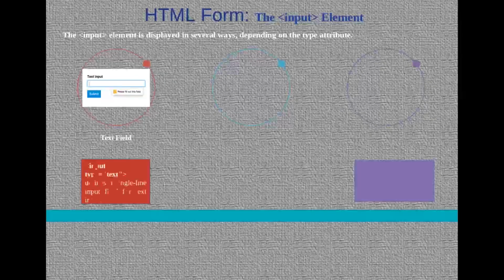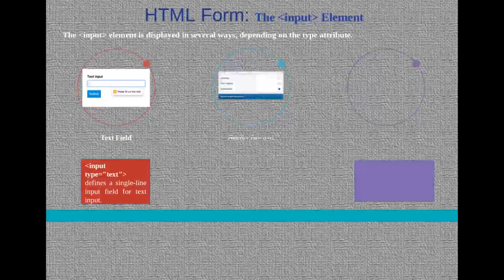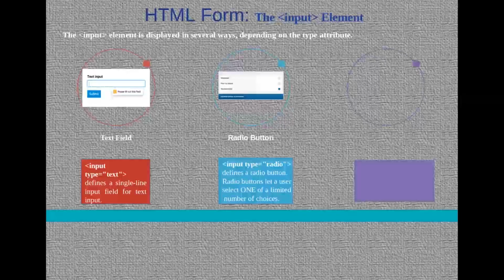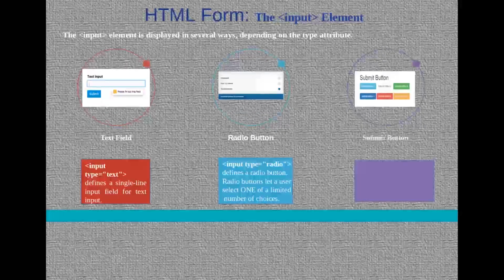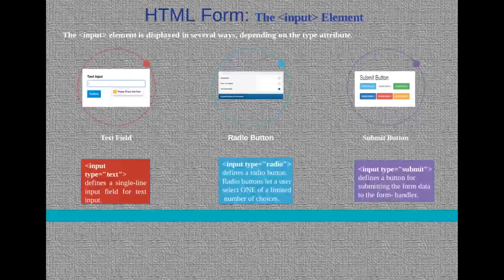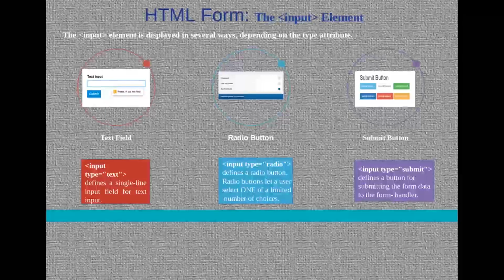The text field, input type equal to text, defines a single line input field for text input, and the radio button, input type equals radio, defines a radio button. Radio buttons let a user select one of a limited number of choices. Now we come to the submit button. For the submit button, the input type is submit, and it defines a button for submitting the form data to the form handler. So these are some of the important input elements.